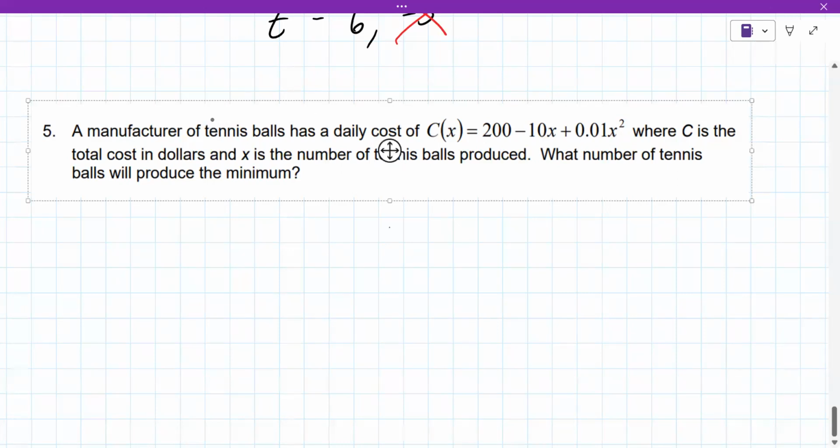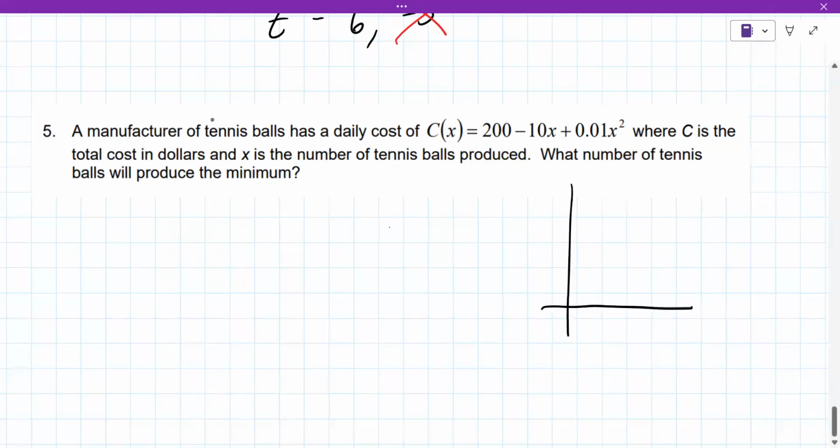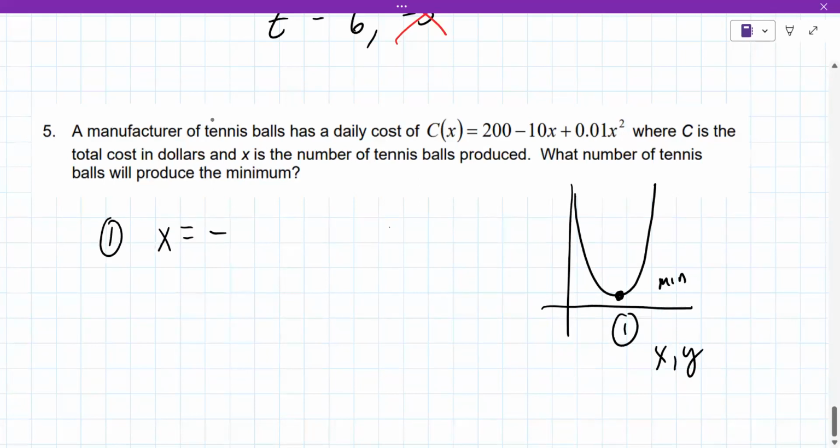This time the graph looks something like this. They're asking about the minimum right there. But there's two things that the minimum has: an x and a y value. I want you to first find the x value of the minimum, minus b over 2a. Okay. Gotcha.